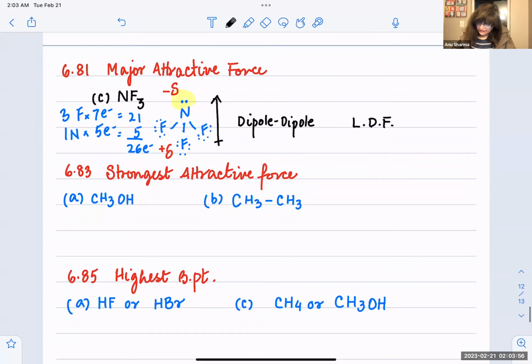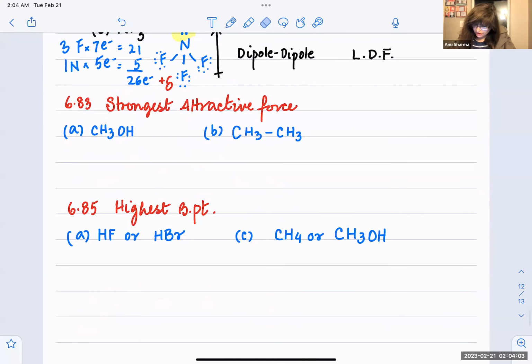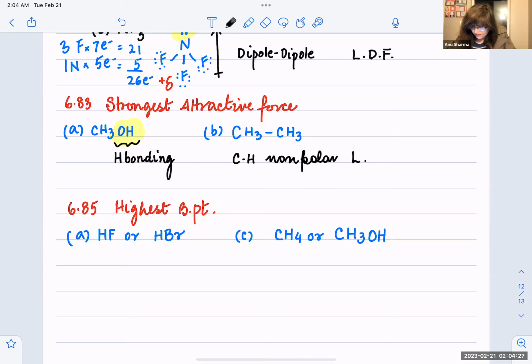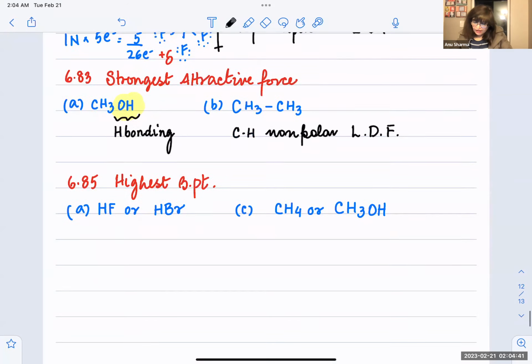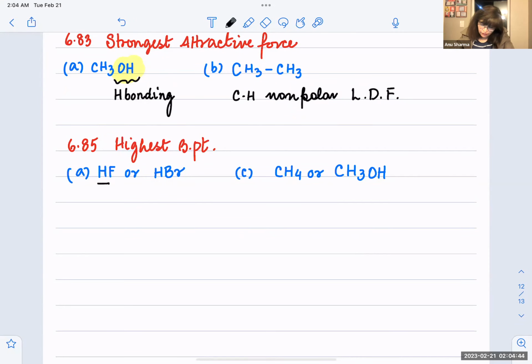All right. The next one was bromine and fluorine. So you guys should do this the same way as I'm doing it. Let's move on to the next one. Strongest attractive force. So here, very clearly, you don't have to look at anything. OH means that the strongest will be hydrogen bonding. Anytime you see OH, it will be hydrogen bonding. Now, anytime you have carbon-hydrogen bonds, these are non-polar. And when they are non-polar, that means only London dispersion forces will be there. And CH3 has London, but there is no dipole-dipole and no hydrogen bonding, okay?